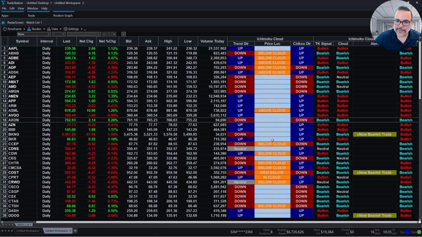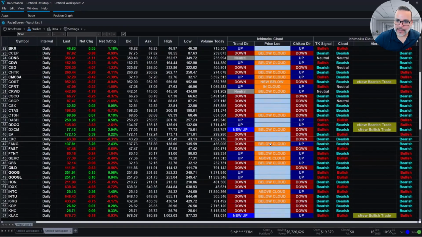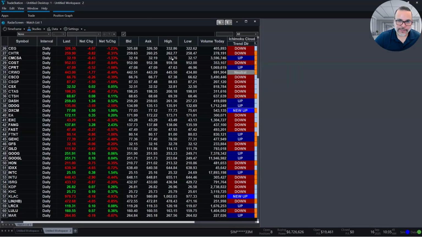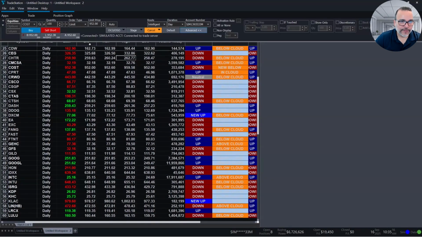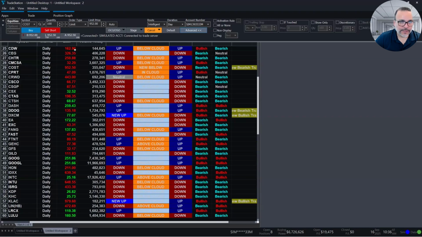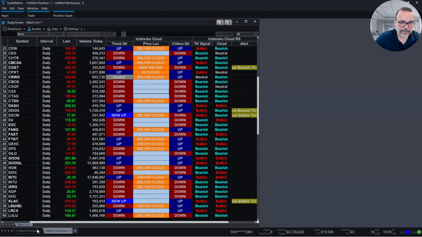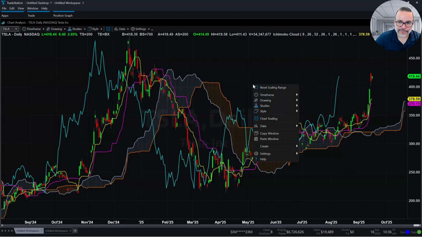And you can see that in some cases we're below the cloud, above the cloud, and sometimes we have a new up. Let's just take a look at what that new up means. I'm just going to reduce the size of my RadarScreen, remove some of the columns that I don't need. For example, let me remove the net change, and I'm going to remove the bid, ask, high and low. Okay. And I'm just going to open up a new chart over here on the right-hand side, and I can copy it from this one so I don't have to recreate it.